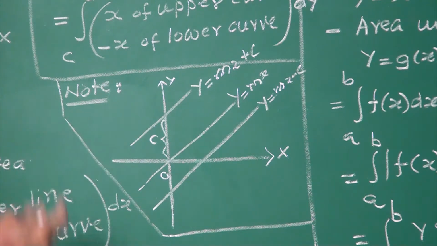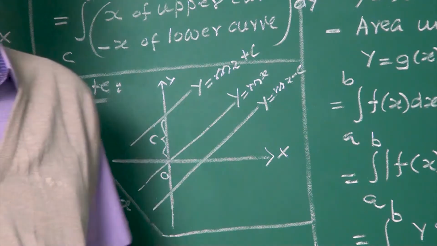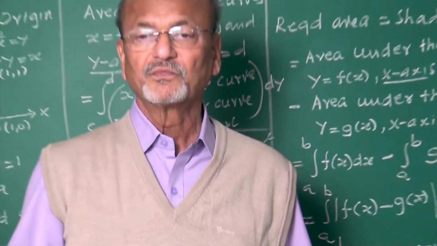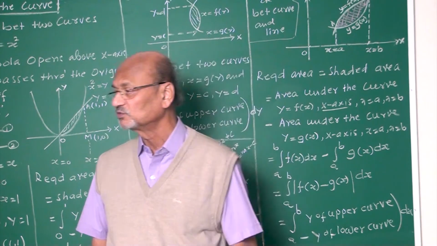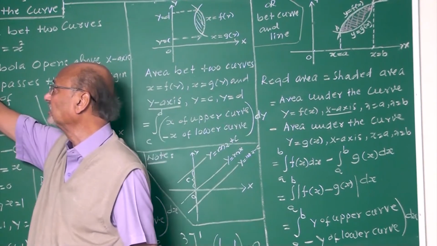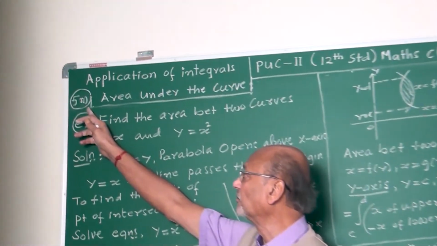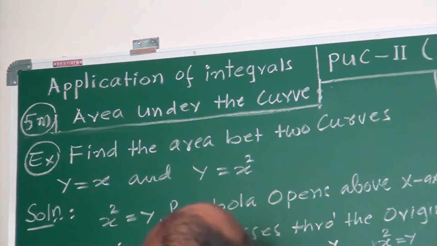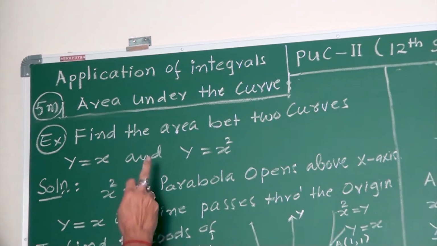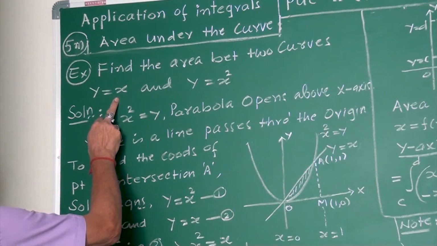Based on these results, I do some examples, my friends. All these examples, once again, are important for a 5-mark question. Yes, my friends. First example, find the area between the two curves.